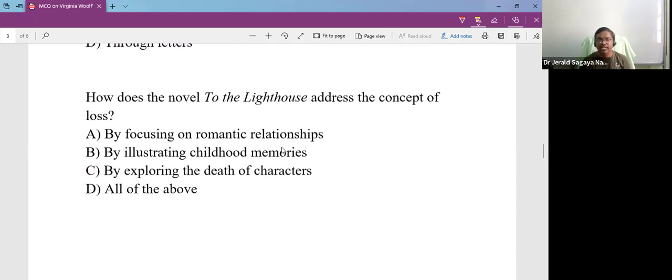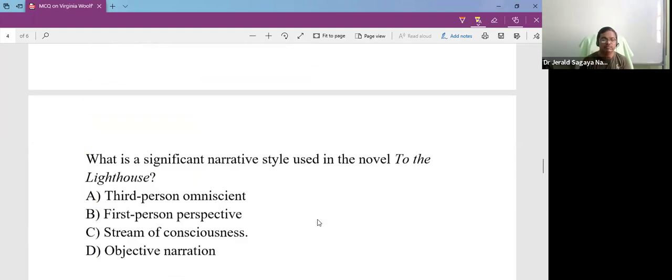How does the novel To the Lighthouse address the concept of loss? The concept of loss is explored by all of the above, by focusing on romantic relationship, by illustrating childhood memories, by exploring the death of characters, and above all, because nothing becomes permanent there in the novel.